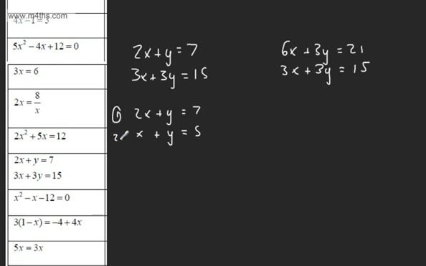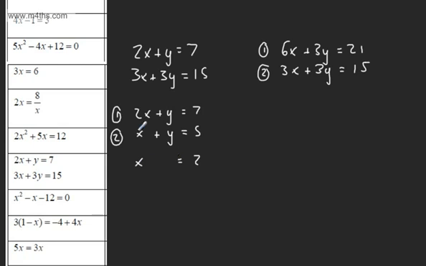The general practice is that we call these equations 1 and 2. The number that I've made the same, if the signs in front of them are the same, we subtract downwards. If they are different, we add. So we're going to subtract downwards. So 2x minus x will simply give me x. y minus y is going to give me nothing. And then 7 minus 5 is going to give me 2. So we can see x is 2.